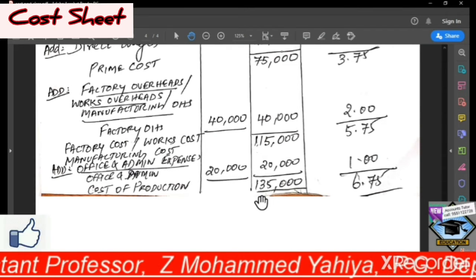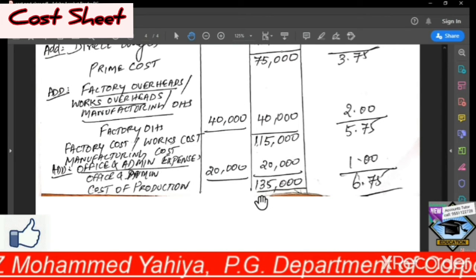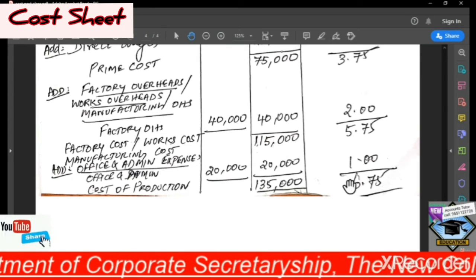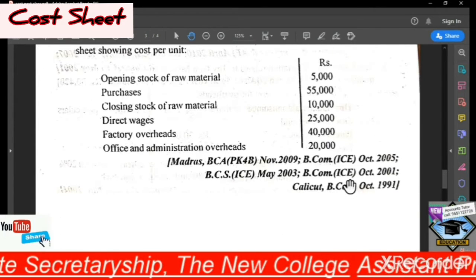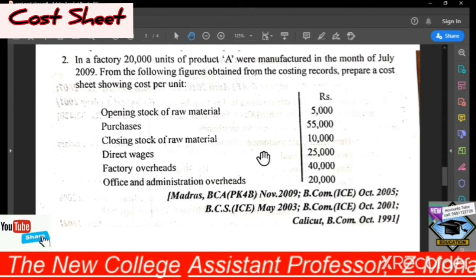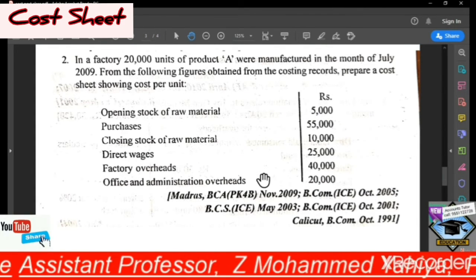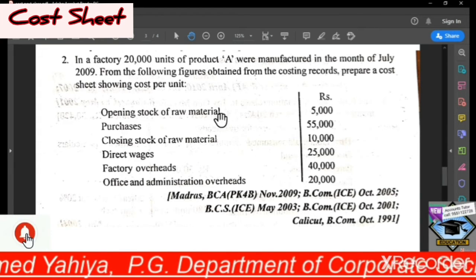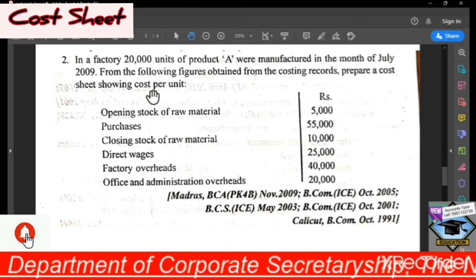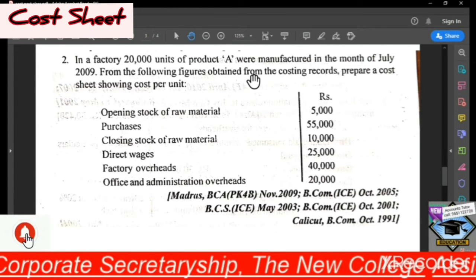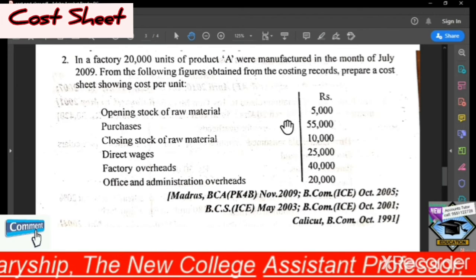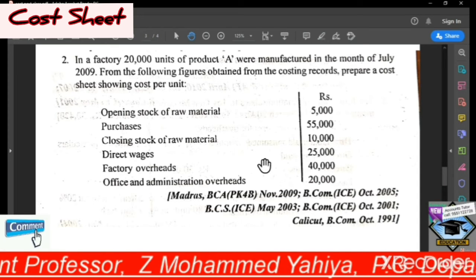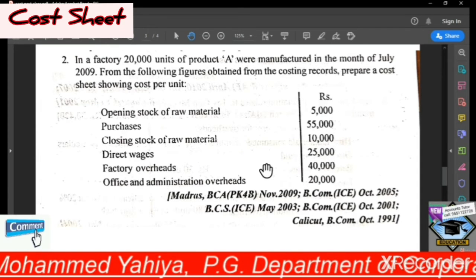And here the data related to selling and distribution expenses is not given. If you go through the question again, nowhere is it mentioned about the selling and distribution overheads or expenses, right? But one piece of information is given, that for 20,000 units the data is available. For 20,000 units the material required, the direct wages, factory overheads, all other things are given. So we have to find out the per unit cost.